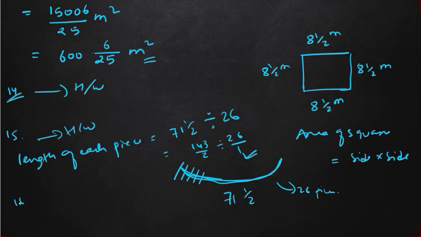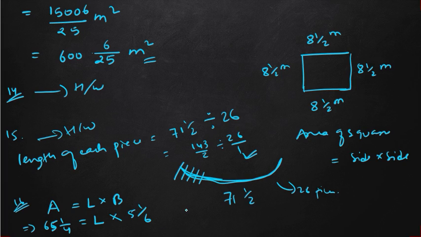And in 16, the area of the room is given. Okay, so the area of the room is given, and its breadth is 5 1/6. The formula is area equals length into breadth. So area is given. What is the area? Area is 65 1/4, and length is not given. So put length as it is, and breadth is given, that is 5 1/6. So you need to calculate the length.